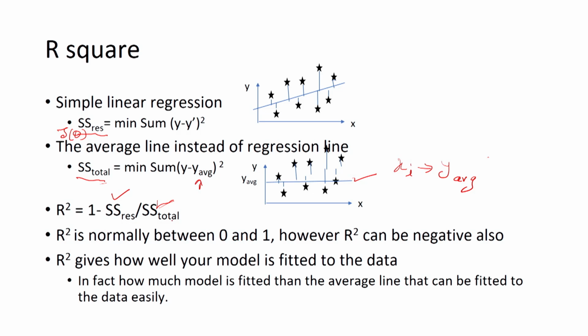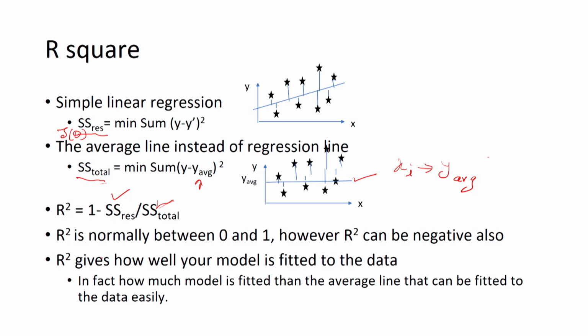It can be negative also. When will it be negative? When SS residual is more than SS total. There is little chance of that, because SS total is the average error, so whatever model we learn should be better than this. SS residual will be less than SS total, but in some cases when your model is working worse than this average line, this error can be greater than that error, and in that case R square can be negative also.